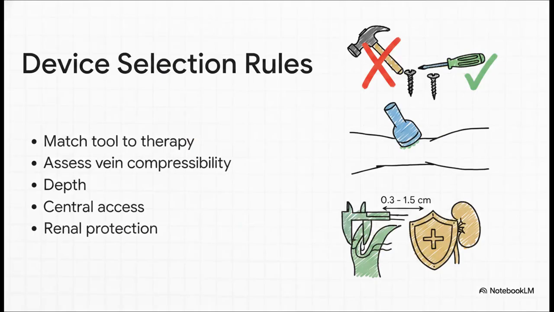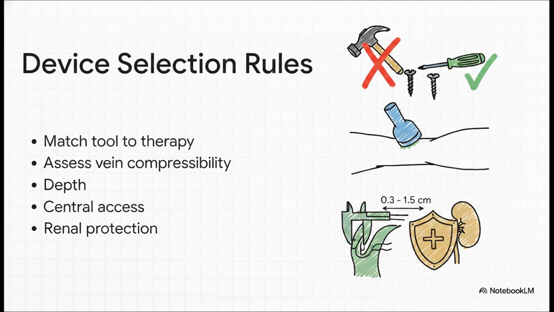And that perfectly tees up device selection. You wouldn't use a hammer for a screw, right? Always match the device to the therapy. For example, vesicants absolutely demand central access because the high blood flow in those central veins is necessary to dilute those harsh medications. You also have to assess the vein itself. A healthy vein is compressible on ultrasound, and your sweet spot for depth is between 0.3 and 1.5 centimeters. Any shallower, and you risk a through-and-through puncture. Any deeper, and seeing that needle tip becomes incredibly tough.